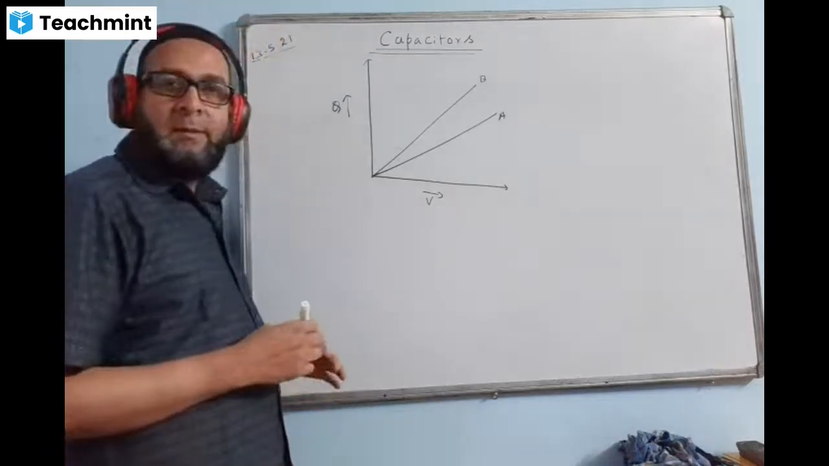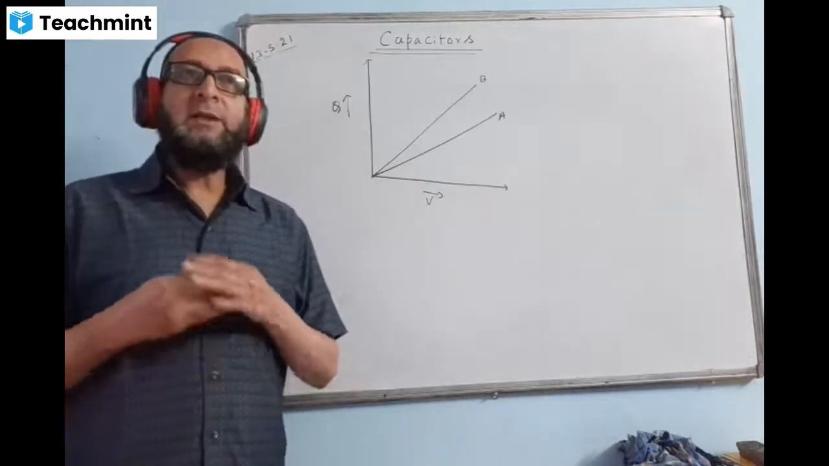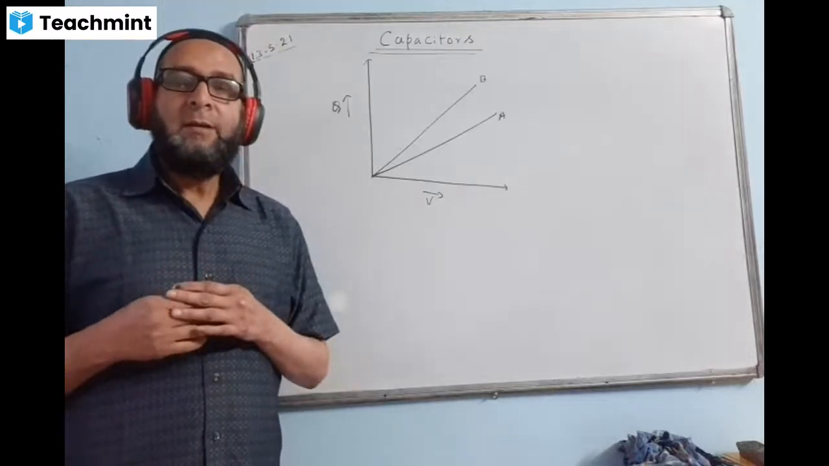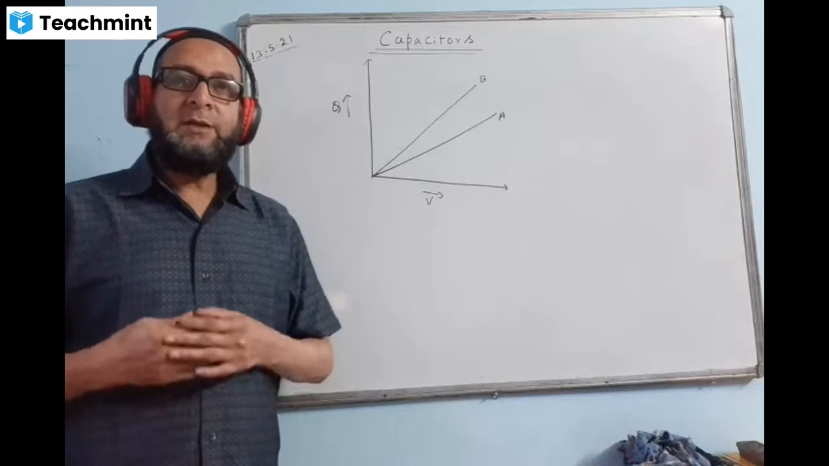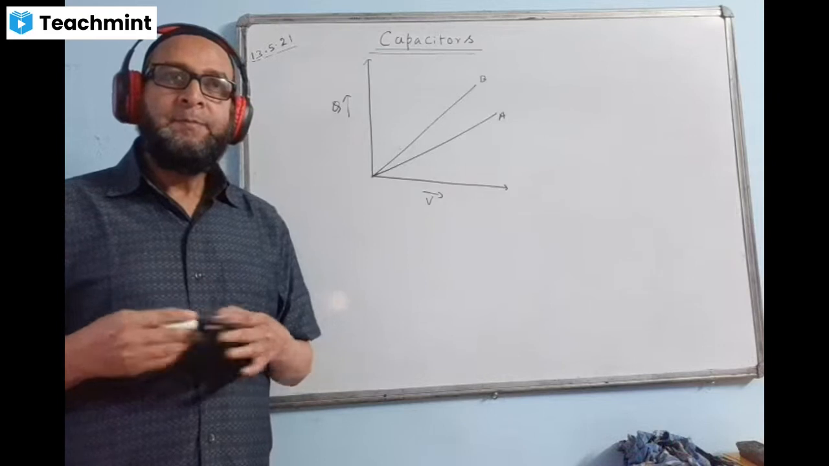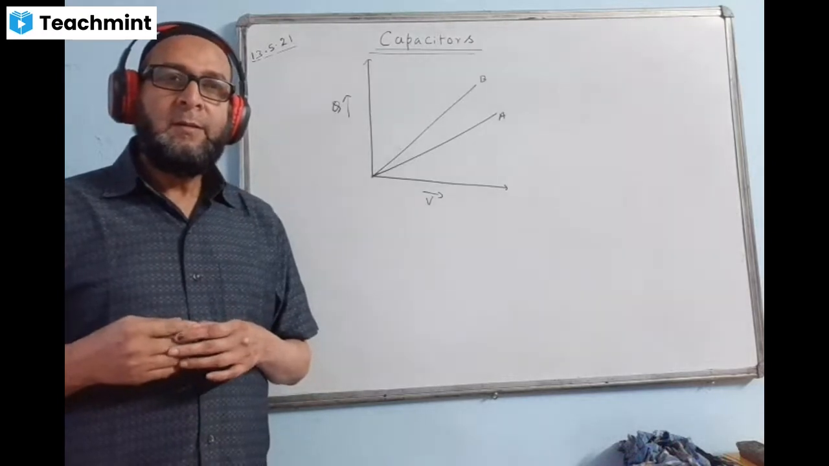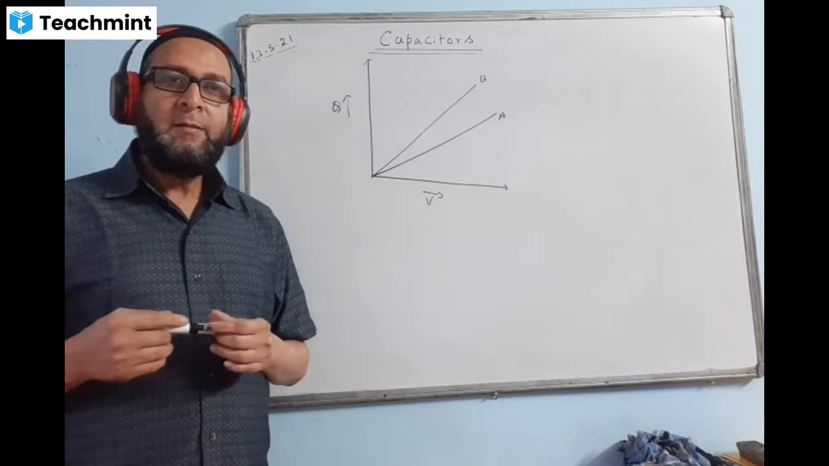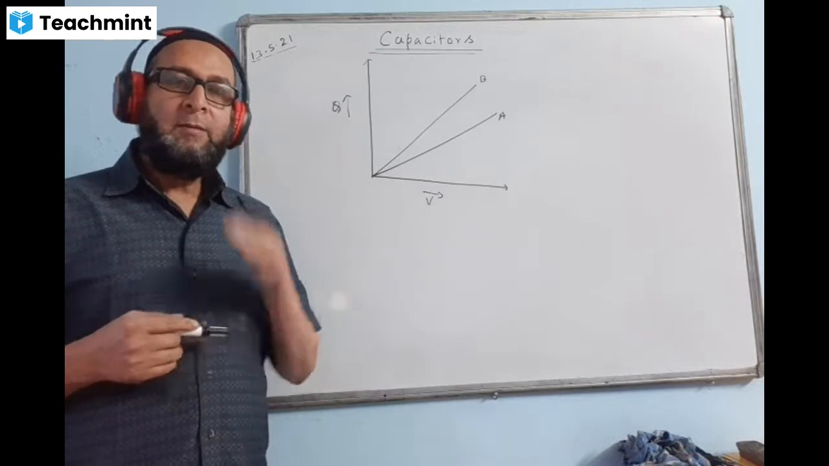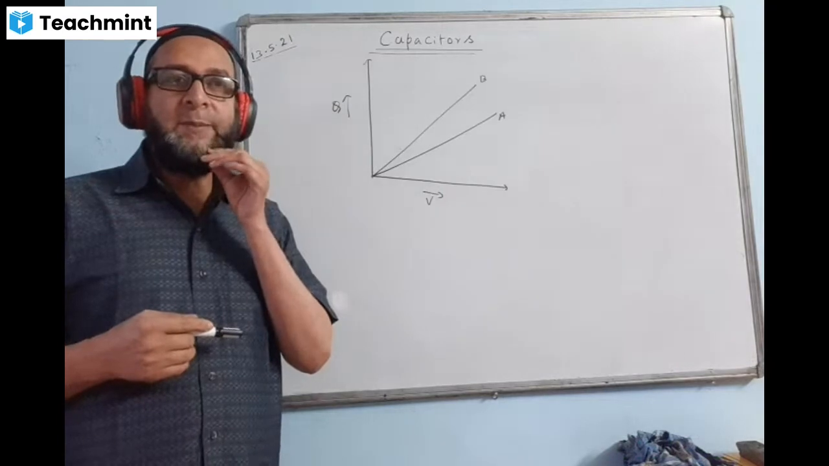A is series and B is parallel. Okay. Why is A series? You can say it in a simple way: because in series we can expect to get low capacitance, the value becomes less.